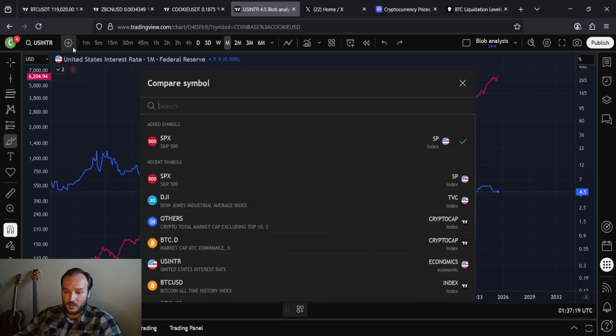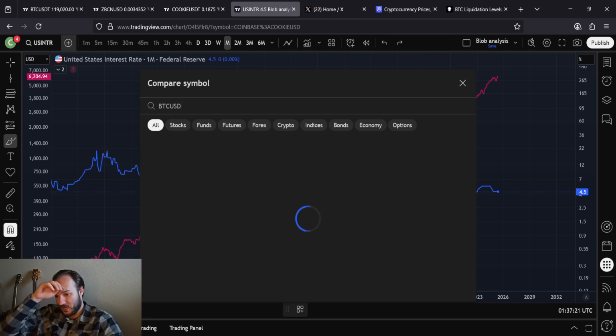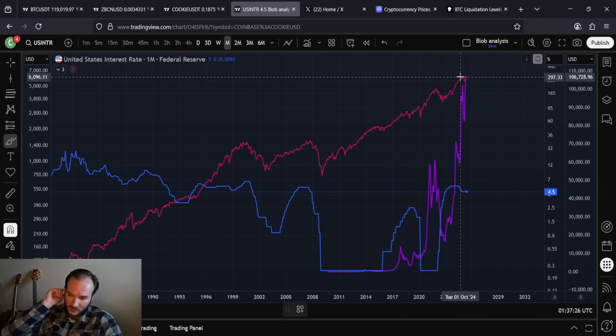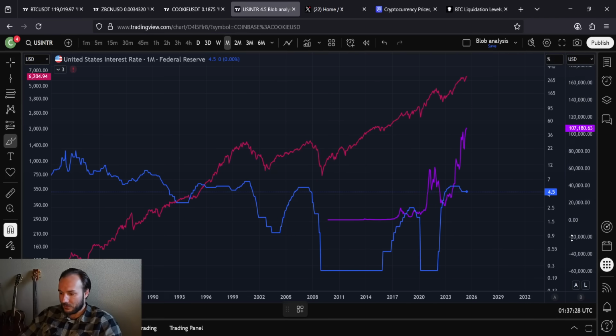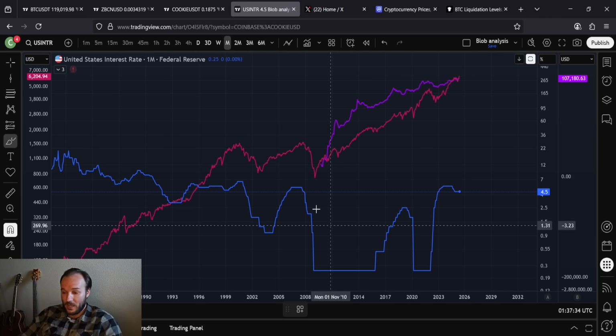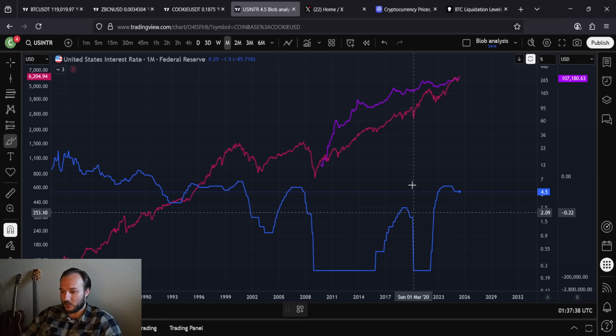If we throw on Bitcoin, not that Bitcoin has as much history as the stock market does, but BTC USD here, go to the all-time history index, new price scale. We throw that on there. We put that in log as well. Logarithmicize it, right? Whenever we had the interest rates drop really fast, we hadn't really had that happen at all for Bitcoin. It's either stagnant or up, and then here we had a quick correction.